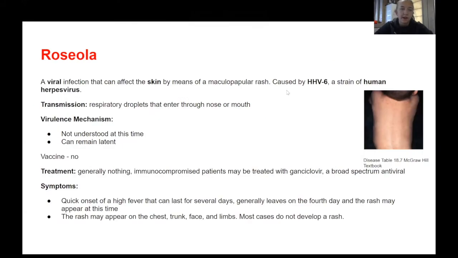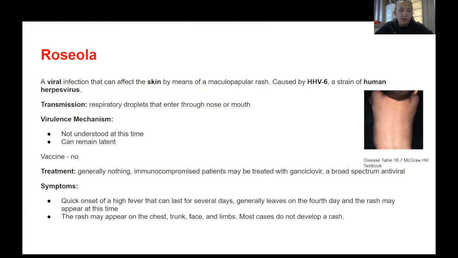Roseola is a viral infection that can affect the skin by means of a maculopapular rash, which you can see on the right here. And it is caused by HHV6, which is a strain of the human herpes virus.